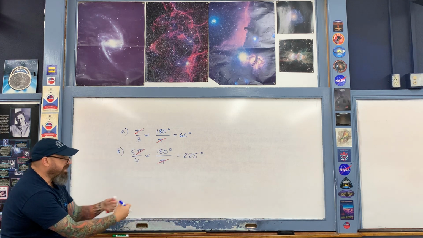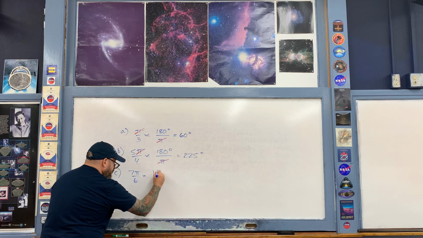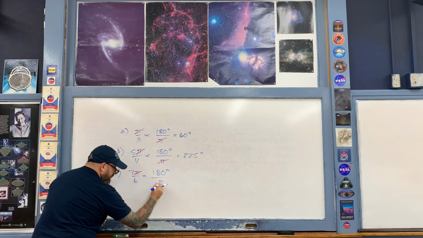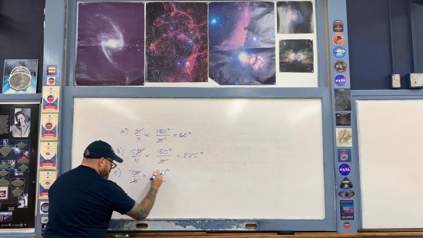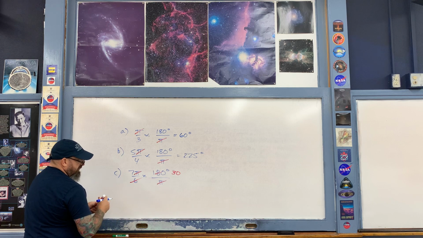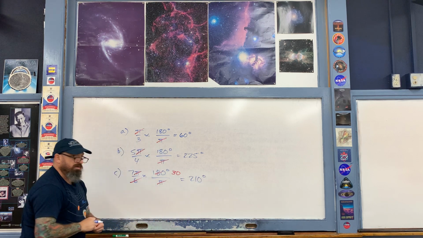Similarly for the last 2 examples, 7 pi over 6, you multiply that by 180 over pi. Pi's cancel out, like so. 6 goes into 180 30 times. And then therefore you have 7 times 30. 7 times 30 is equal to 210 degrees, like so.